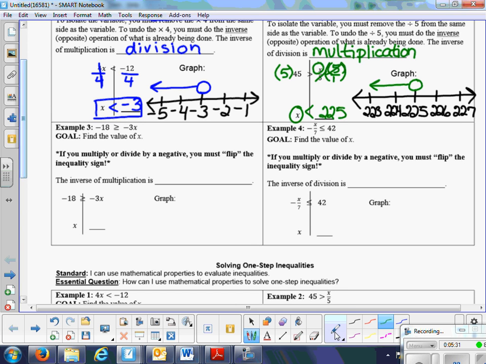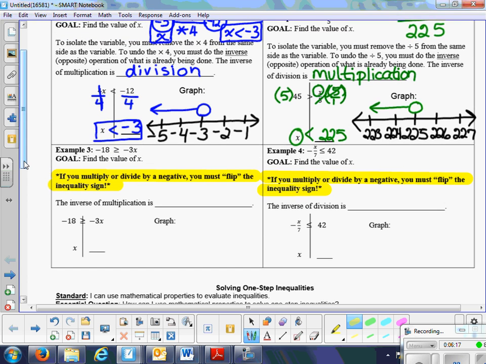Example 3 and 4 provide us with some important information that you need to make sure you remember. If you multiply or divide by a negative, then you have to flip the inequality sign. That is because when you multiply by a negative, you're finding the opposite of. When you divide by a negative, you're finding the opposite of. If you apply the opposite to the numbers that are involved in your inequality, then you're also going to have to do the opposite to your inequality sign, which means it needs to face the opposite direction.